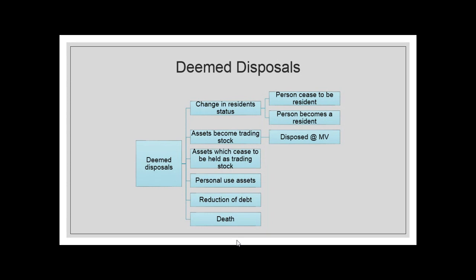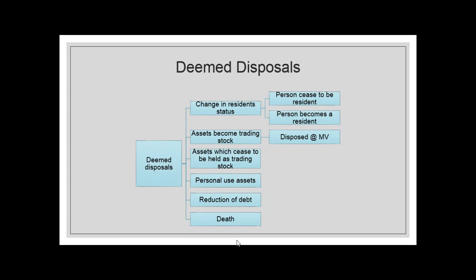If I, for example, have trading stock and now I had a capital asset and now I make it trading stock, it is deemed as if I've disposed of that asset when I move it to trading stock at the market value. And then anything I use for personal use. So if a business owner takes, for example, stock for his own personal use, for tax purposes, it is deemed as if we've disposed of it at that date at the market value.